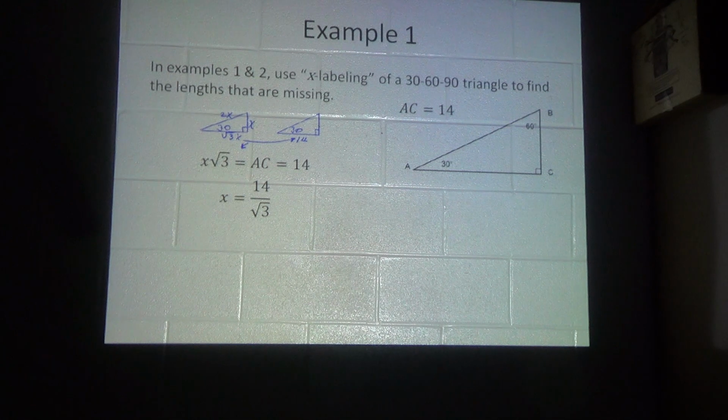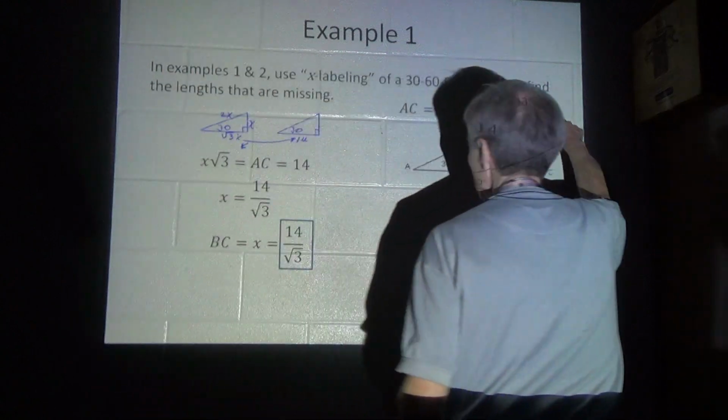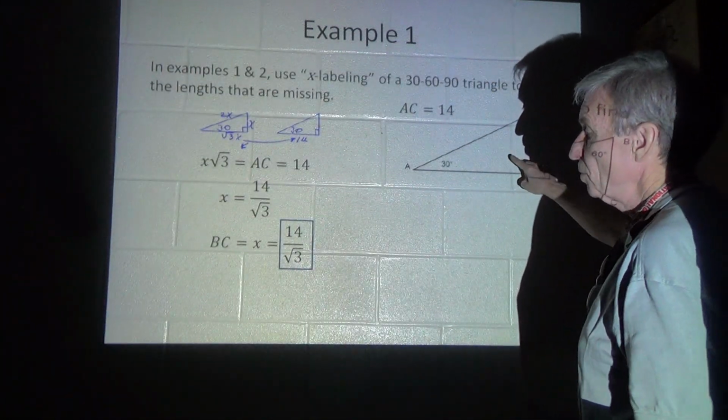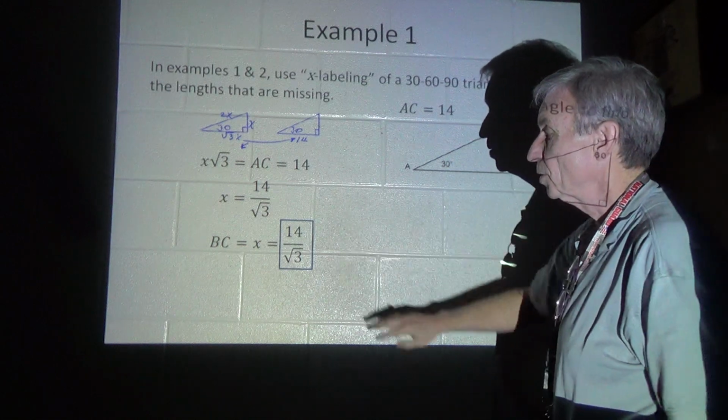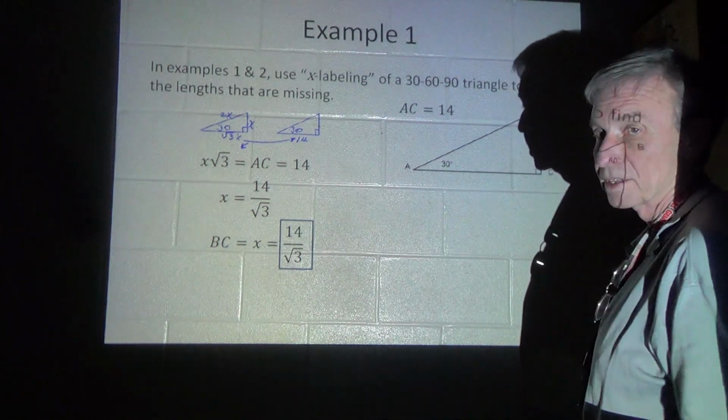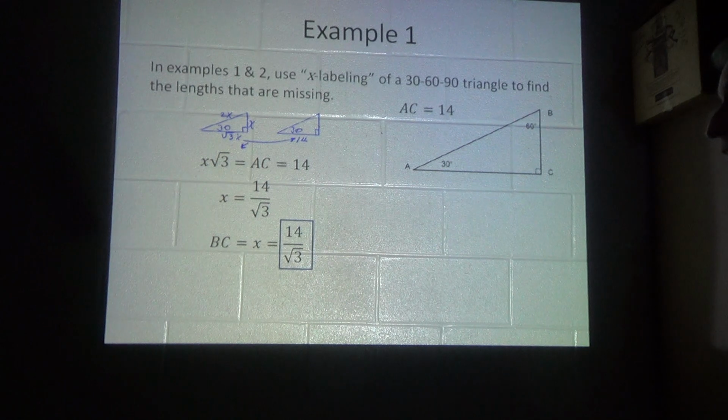Okay, the next thing we need to do is find the length of AB. We now have AC and BC, so now we need to find what this is. And that's what is noted here, that this is actually BC, the 14 divided by the square root of 3.